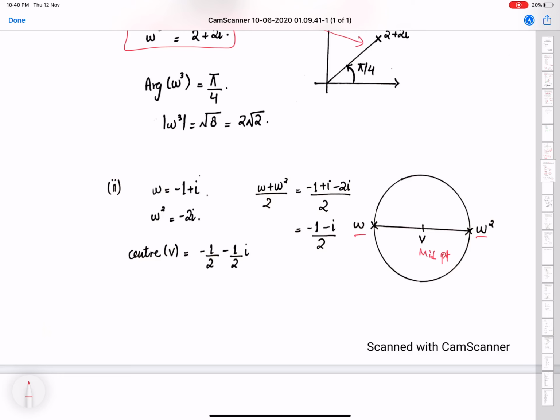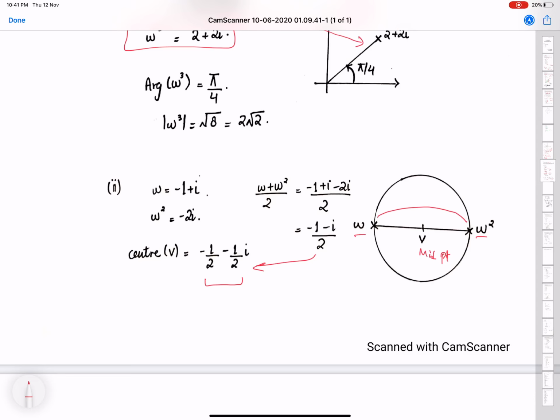So first get the midpoint of w and w square. This is the midpoint of w and w square, and this is the coordinates of the center. Now, you know, this is the diameter, w and w square.